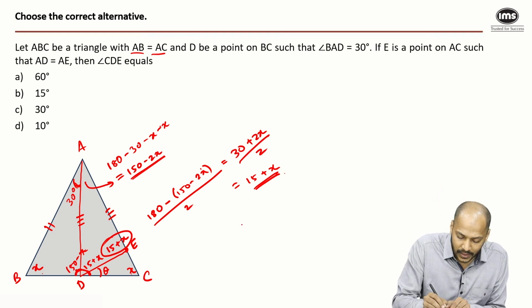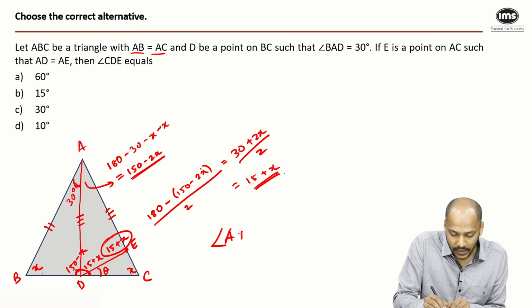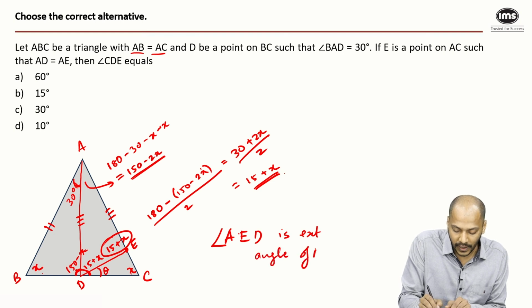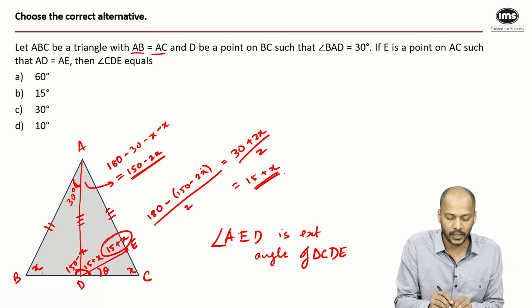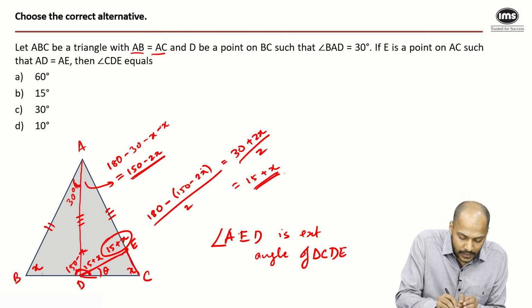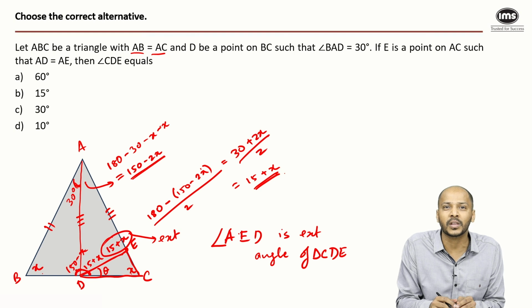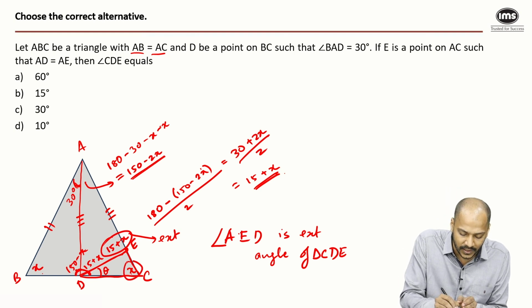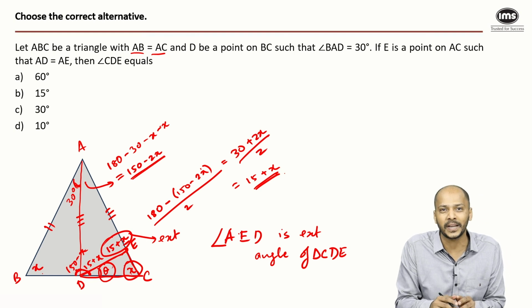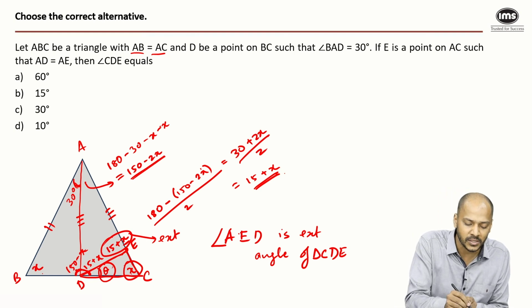Can I say that angle AED is the exterior angle of triangle CDE, right? Triangle CDE. So if you look at triangle CDE, this angle is the exterior angle, and exterior angle is equal to the sum of the other two interior angles, or the sum of the remote interior angles. The remote interior angles are theta and x. X is already over here, so therefore theta has to be 15 degrees, and hence your answer to the question is option B.